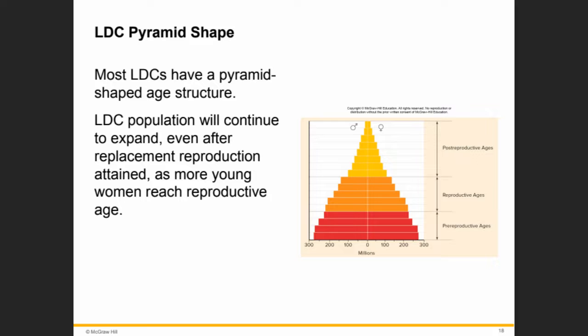So the majority of the less developed countries support the highest populations.